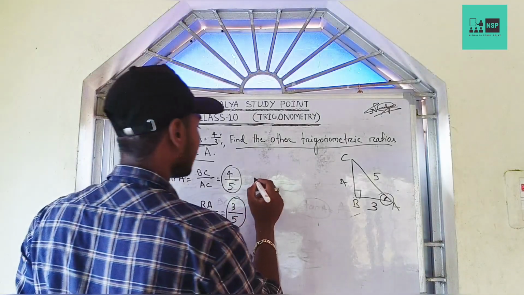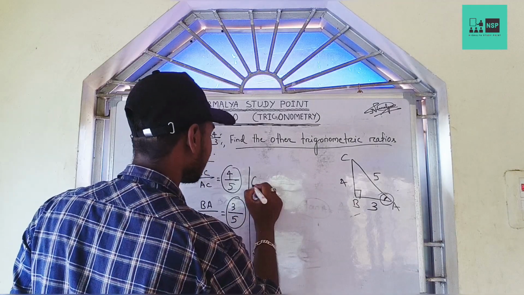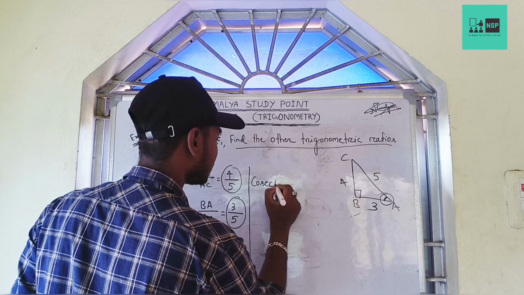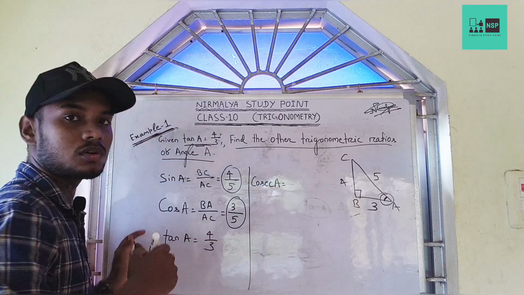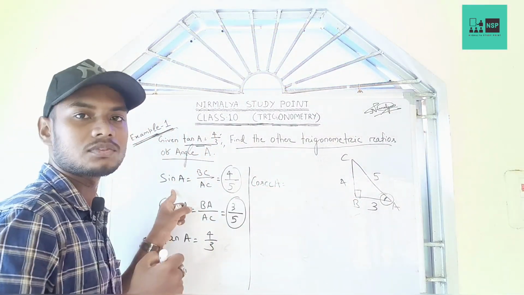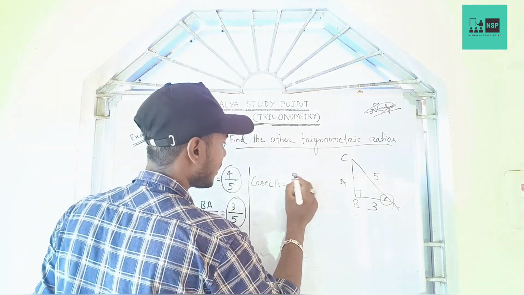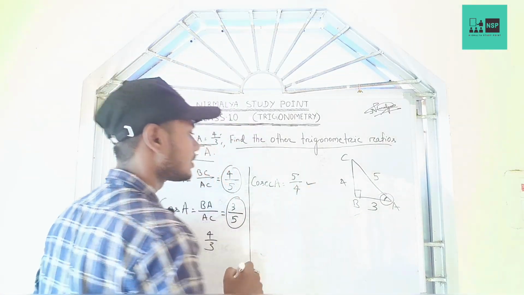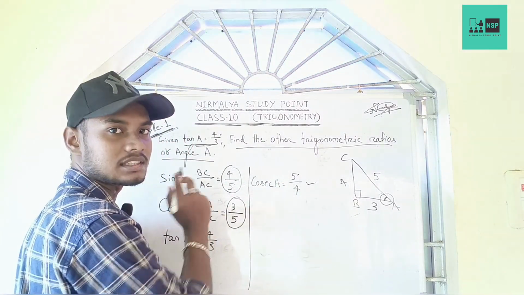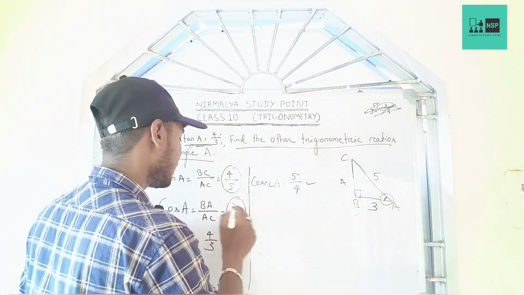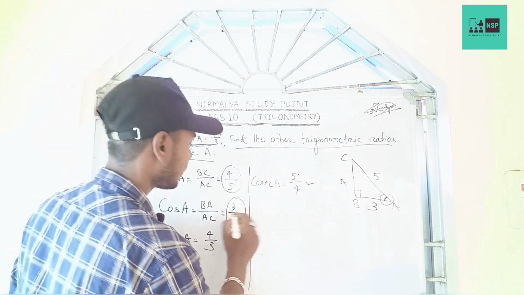Okay. So the next one is cosec A. As we know, cosec A is the reciprocal of sin A, that is 4 by 5. We have to write 5 by 4 here. So cosec A will be 5 by 4 because it is the reciprocal of sin. So the next one is cos A is equal to 3 by 5.